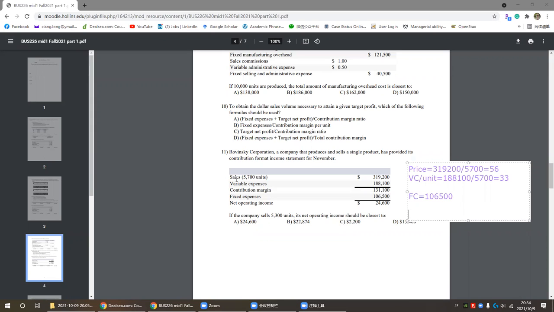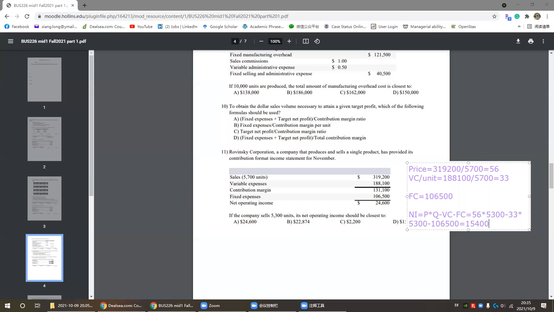Okay, so how do we calculate that? Our net income will be equal to our price multiplied by the quantity, minus the total variable cost, and minus total fixed cost. In this case, if we only sell 5,300 units, we're using 56 multiplied by 5,300. That's our total revenue, minus our variable cost, 33 multiplied by 5,300, and minus our fixed cost, 106,500. So what we got, the net income will be equal to 15,400.